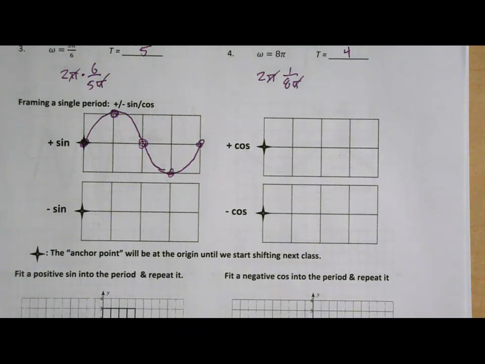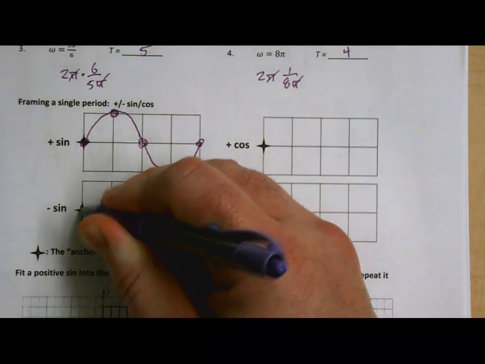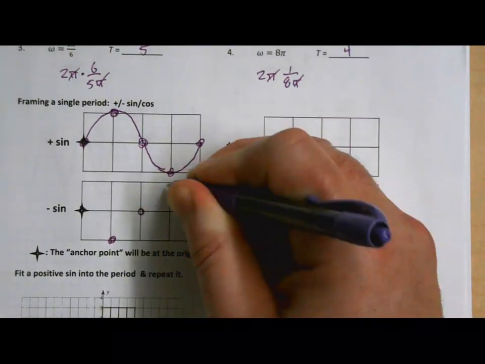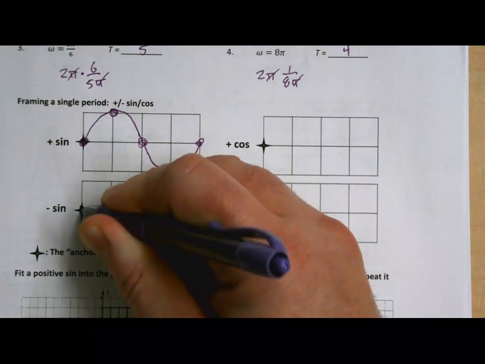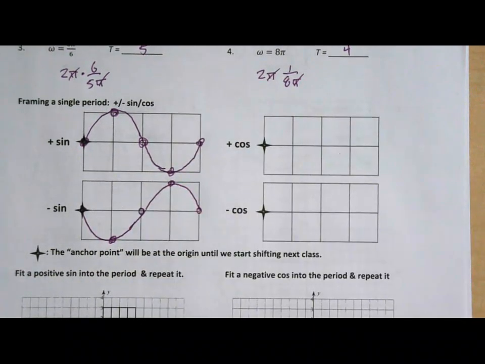And then a negative sine period, well, it's just flipped upside down, right? We're used to transformations. It reflects over the x-axis. And so it would look like this. So that's what a negative sine period looks like.